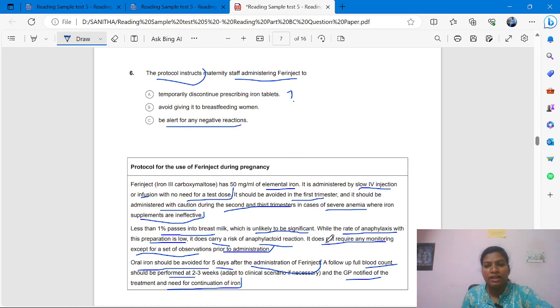Third one, be alert for any negative reaction. See, here it says, while the rate of anaphylaxis with this preparation is low, it does carry a risk of anaphylactic reaction, but it does not require any monitoring except for a set of observations. But this option says we should be alert for any negative reaction. So no, it is not saying that. So this is contradictory. We can eliminate it. So what is the answer here? A is the answer. Temporarily discontinue prescribing iron tablets.